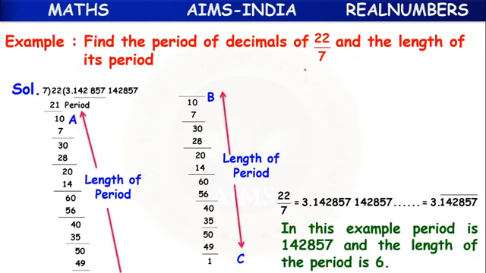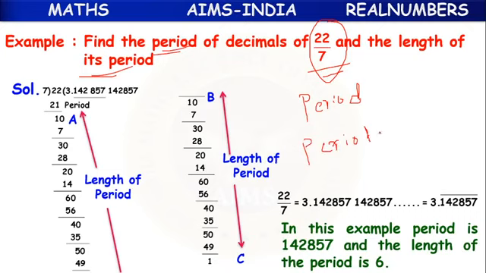Okay, children. Next, 22 by 7. Find the period of decimals of 22 by 7 and the length of the period. Here you have two terms. One is period. When we have a decimal expansion, they will be asking about two terms: what is the period of the decimal expansion, and what is the periodicity of the decimal expansion?